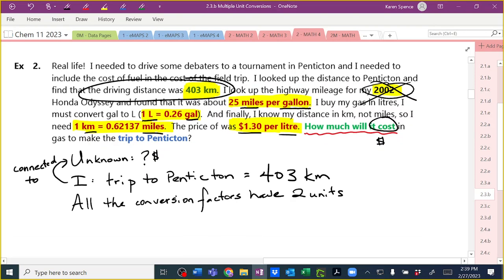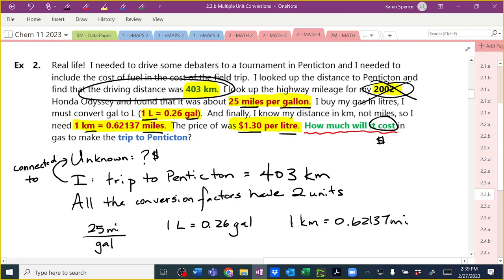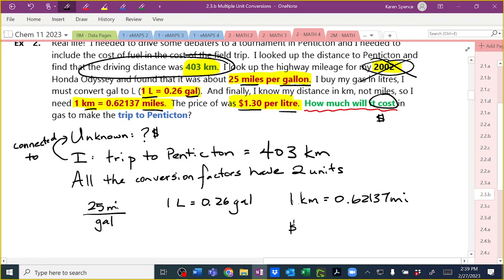Okay, so we have 25 miles per gallon. We have 1 liter equals 0.26 gallons. We have 1 kilometer is equal to 0.62137 miles, and we have $1.30 per liter.